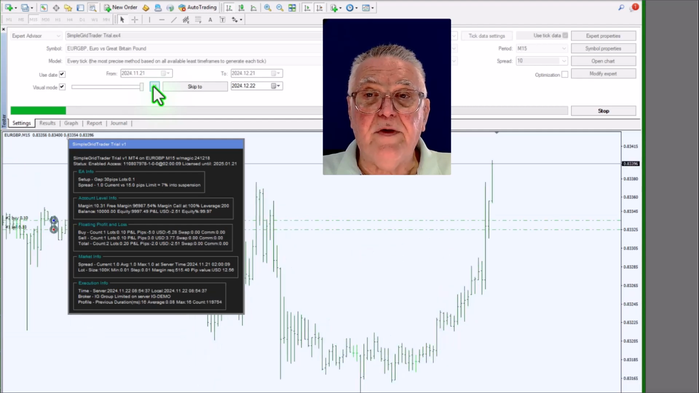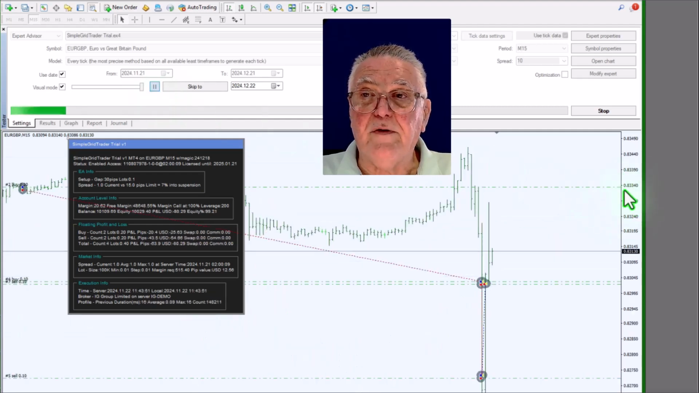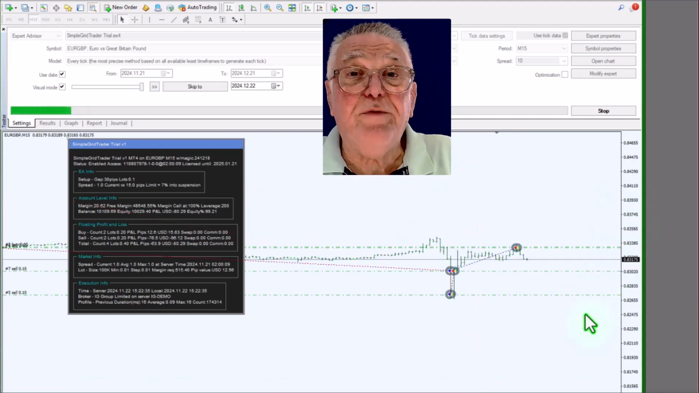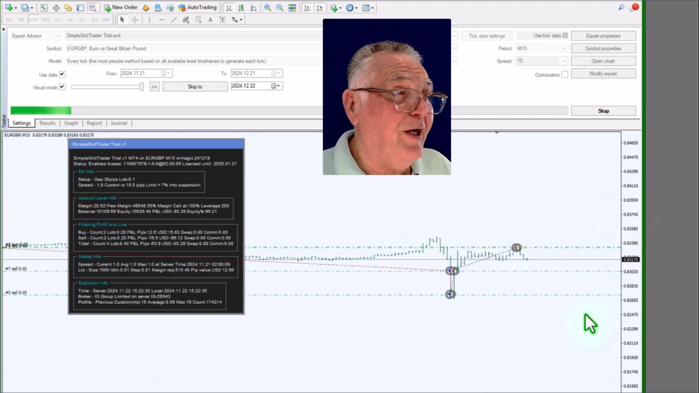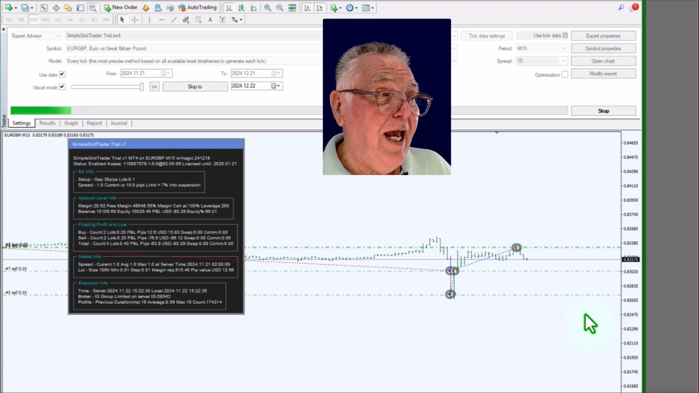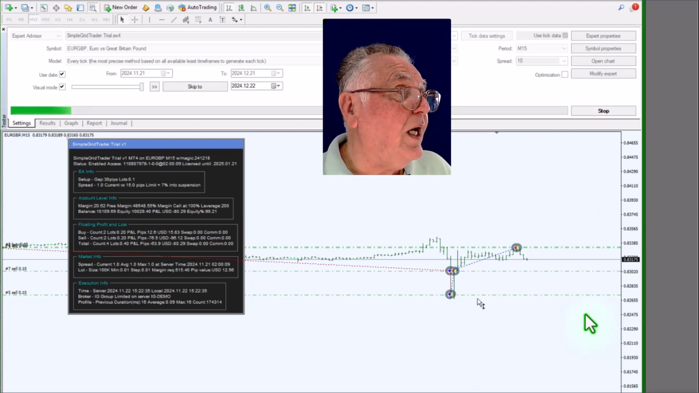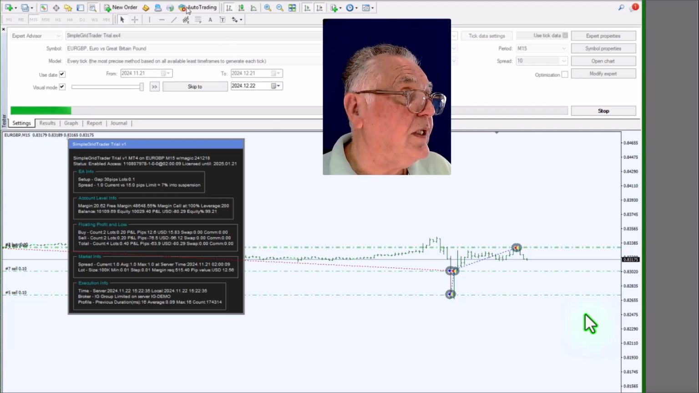So it hasn't hit another grid level yet. And there it's hit the grid level. So it looks like I'm going to have to control the chart from the original server. And there we are. So the first thing I'm going to do is reduce the size of the chart. And let's have a look at what's happened.